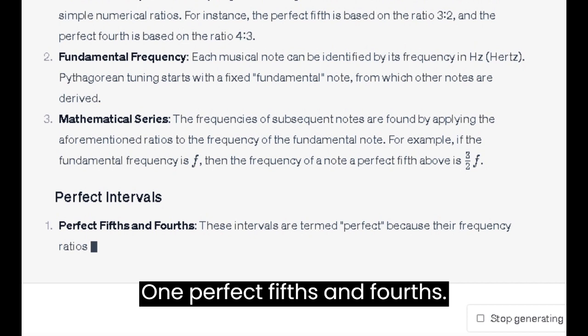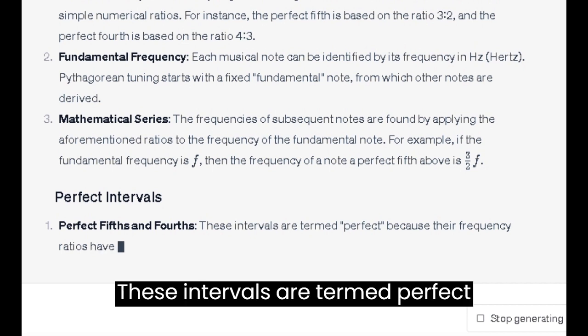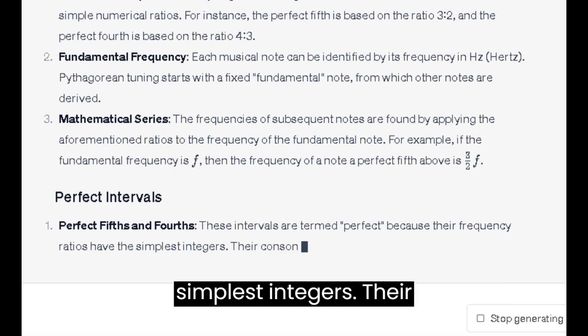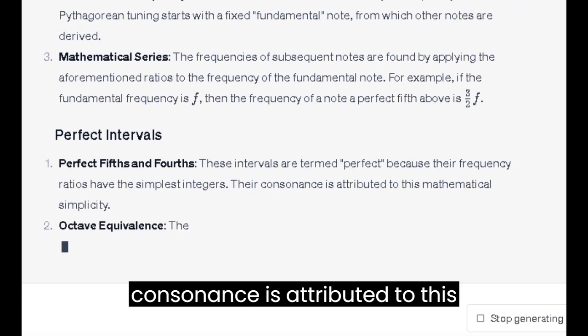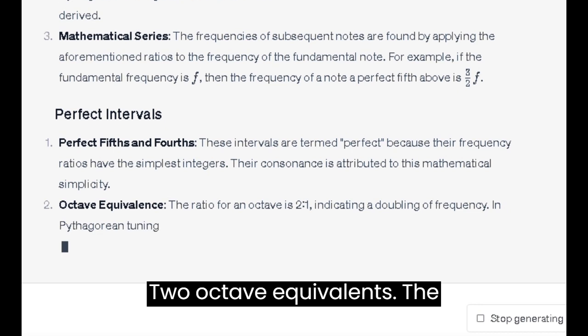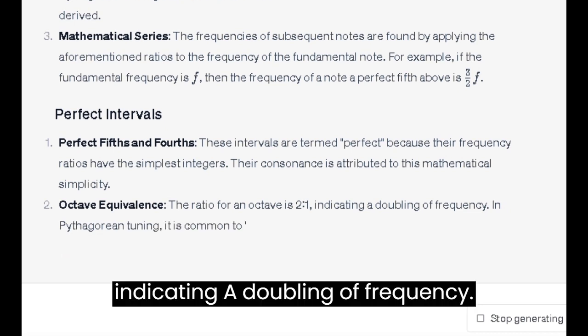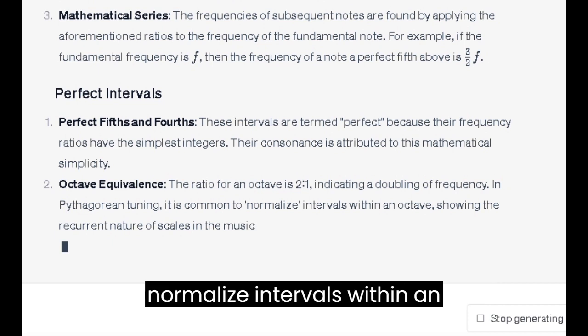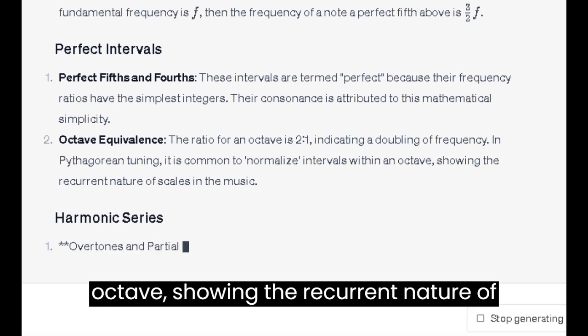Perfect intervals. 1. Perfect fifths and fourths. These intervals are termed perfect because their frequency ratios have the simplest integers. Their consonance is attributed to this mathematical simplicity. 2. Octave equivalence. The ratio for an octave is 2:1, indicating a doubling of frequency. In Pythagorean tuning, it is common to normalize intervals within an octave, showing the recurrent nature of scales in music.